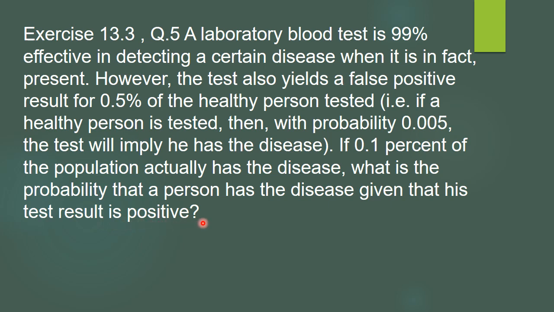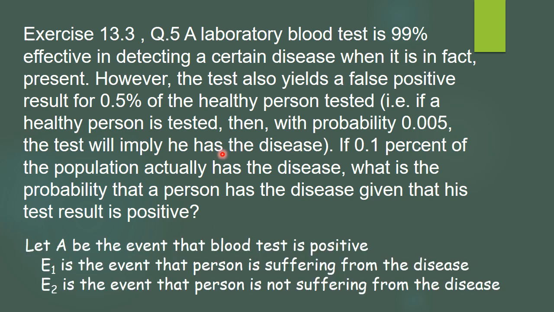So there are chances that you get the result as positive or negative. Here we are defining the main event. What they have stated, given that the test results in positive, that is our main event. So let A be the event that the blood test is positive. Now what are the chances? Either the person was really suffering from the disease and so got a positive test, or the person was not suffering from the disease and still got a positive test. So there are two events: E1, the event that the person is suffering from the disease, and E2, the event that the person is not suffering from the disease.